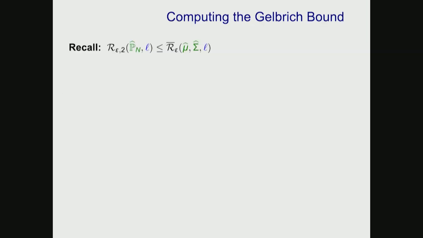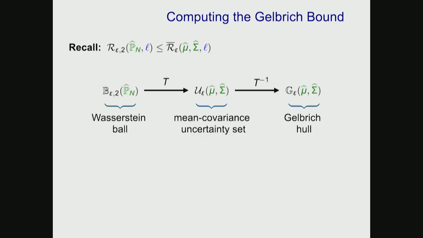So let's now turn to the third bound, the Gelbrich bound for the type 2 Wasserstein distance. Recall that we upper bounded the worst case risk over the type 2 Wasserstein ball by the Gelbrich risk, which was obtained by inflating the Wasserstein ball to the Gelbrich hull. Recall also that our mean covariance projection maps any distribution in the Wasserstein ball to an element in the mean covariance uncertainty set U epsilon, and that the Gelbrich hull was defined as the pre-image of this uncertainty set U epsilon.